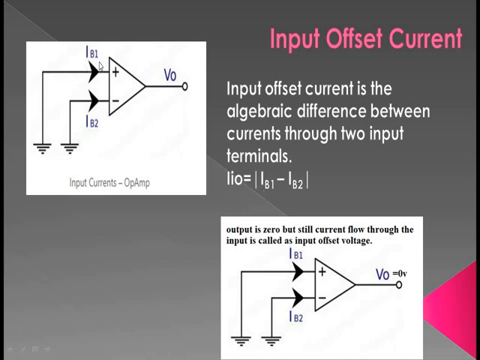Input offset current equals IB1 minus IB2. We calculate this because we want to find out how much current flows through the inputs, because sometimes the output is 0 but still some current flows through the inputs. That current is called the input offset current. This is found by using IB1 minus IB2.